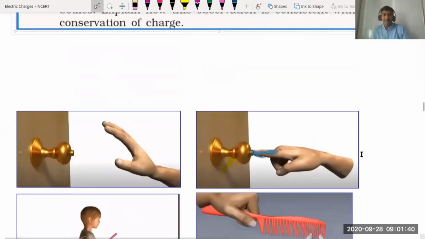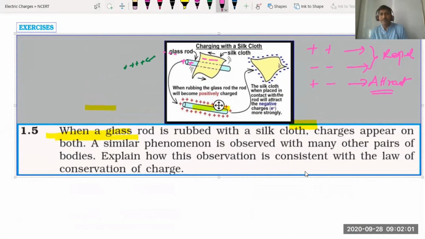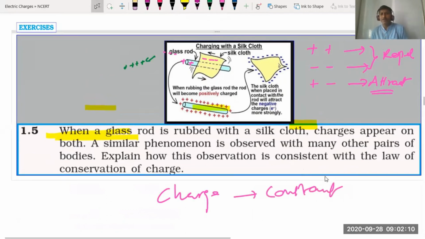What is it saying? A similar phenomenon is observed with many other pairs of bodies, and explain how this observation is inconsistent with the conservation of charge. Here you see conservation of charge: the glass rod is losing electrons, and the silk cloth is gaining electrons. So charge is conserved in an isolated system. Charge remains constant. That is nothing but conservation. It is nowhere going away.